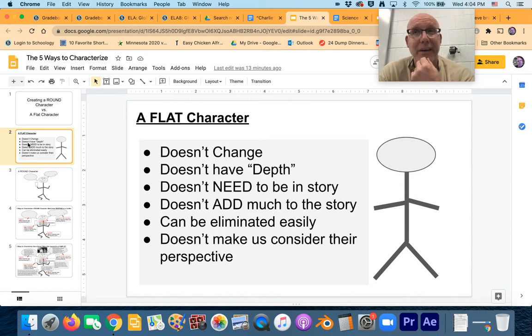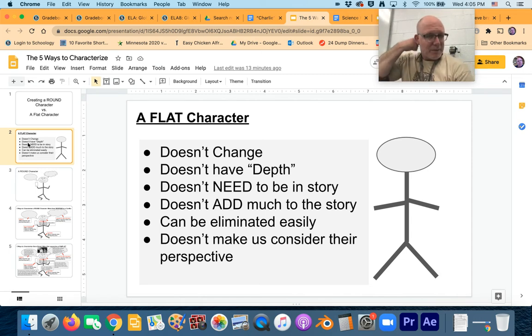And in some movies, like horror movies, flat characters are eliminated pretty quick. They're there to show us that there's a danger, right? There's a killer out there, and he kills the flat character because we don't care. We just need to know there's a danger. Then we'll see the real characters, the round characters, respond to that problem of a killer.